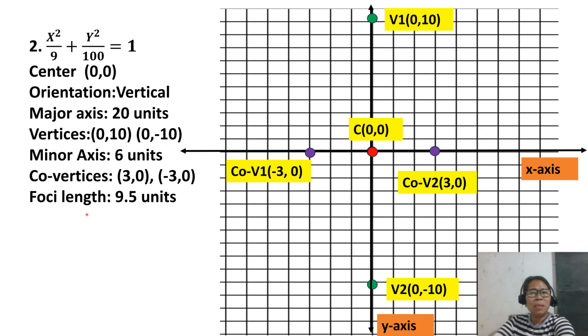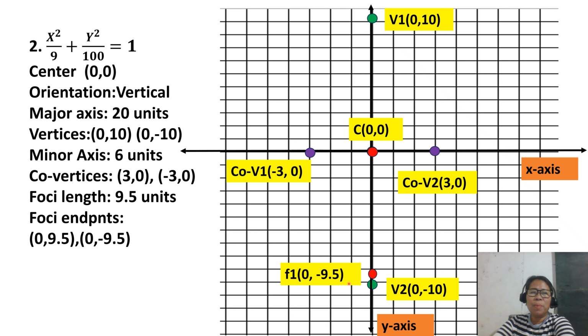The next to be plotted is the foci. So 100 minus 9, so it's 81. No, I'm sorry, it's 91. And the square root of 91 is 9.5 units. So where is the major axis? Our major axis is vertical. So we need to count 9.5 going up and going down for the foci. 1, 2, 3, 4, 5, 6, 7, 8, 9.5. So we have one focus on the negative y-axis, and that will be (0, -9.5), and the other focus is (0, 9.5).